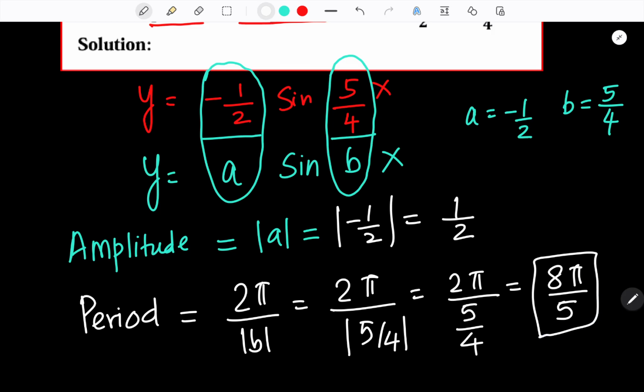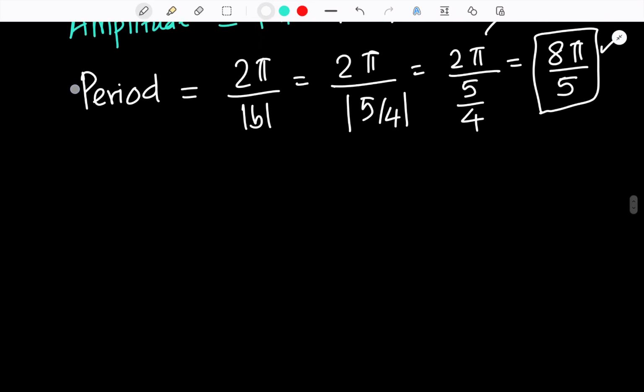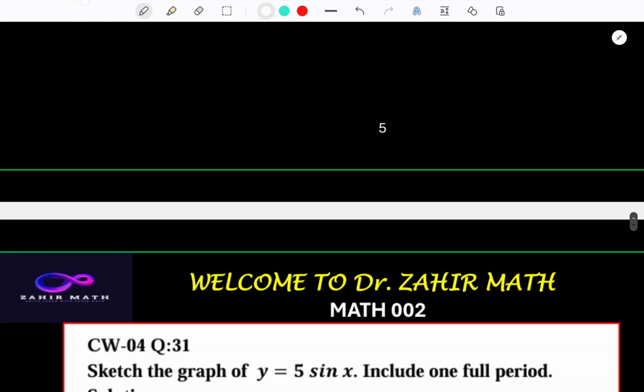Okay teacher, I know how to do. Okay, you can do 2 pi multiplied by 4 by 5 if you are comfortable. If you are not comfortable, use a calculator and get the answer 8 pi divided by 5. It's clear? Right. So I think we did 3 questions for finding amplitude and period.